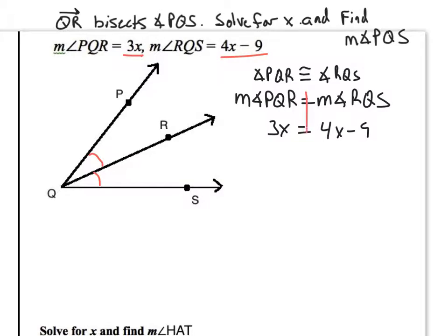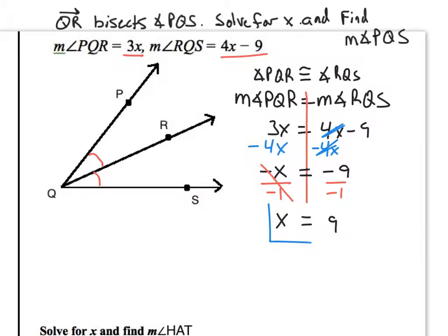So there's my equal sign. I need to get my x's together, so I will subtract 4x from both sides. If I take 3x minus 4x, that gives me a negative 1x. And that equals negative 9. Well, now, the problem is I don't care what negative x equals. I want to know what positive x equals. So I've got to get rid of the negative sign by dividing both sides by a negative 1. So that cancels out, and I'm left with x equals 9. So there's our value of x.